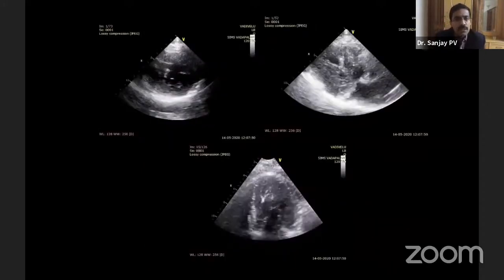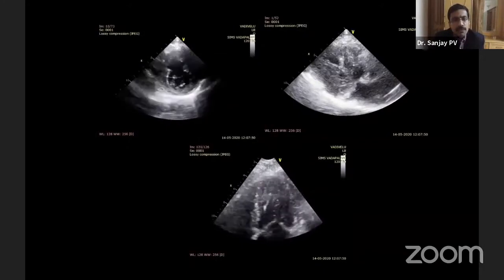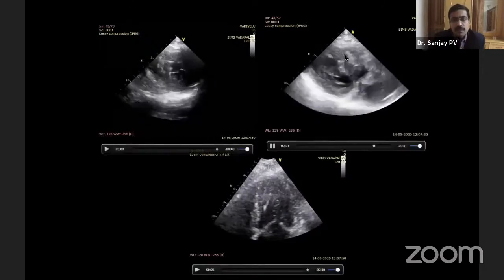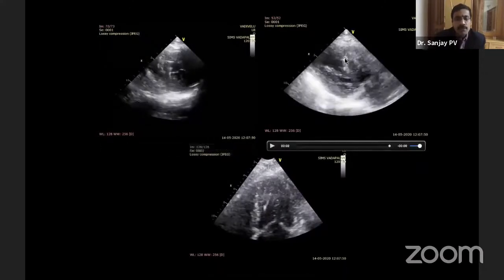So this is the echo. You can see the pacing lead across the septum. And again, you can see the pacing lead across the septum. And you can see the pacing lead clearly running across the septum.